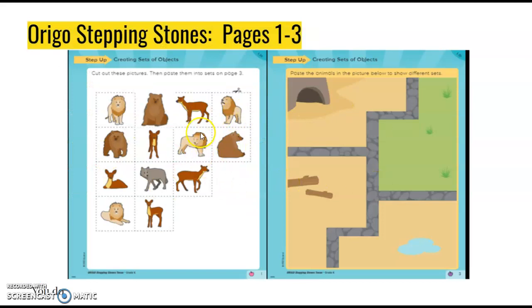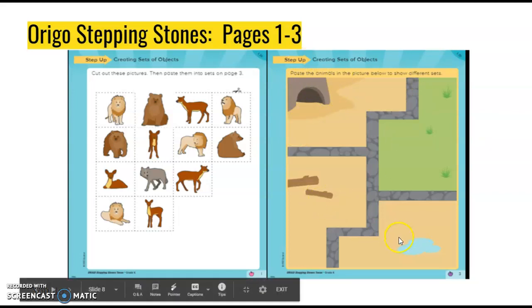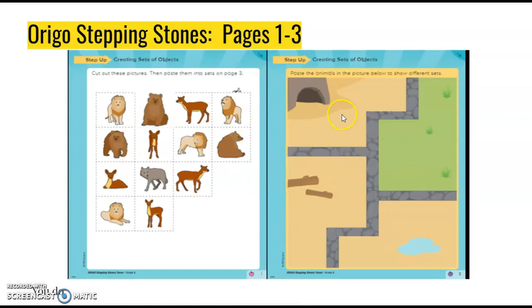Okay, on your paper, you are going to take your animals and glue them over however you want to group them in your habitats. One habitat has a cave, one has grass, one has logs, and one has a watering hole. You're going to group these animals as you would want to in their habitats. But the key to this is to make sure that you're counting them as you group them. For example, if I took the bears and grouped them here, I would say I have 2 bears by the cave. 2. 1, 2.